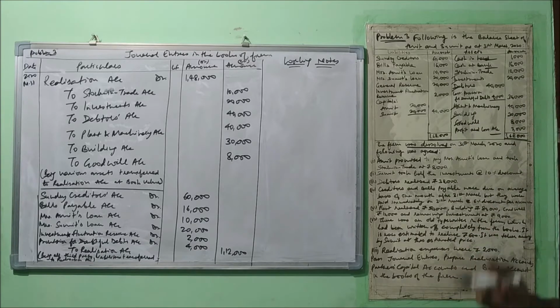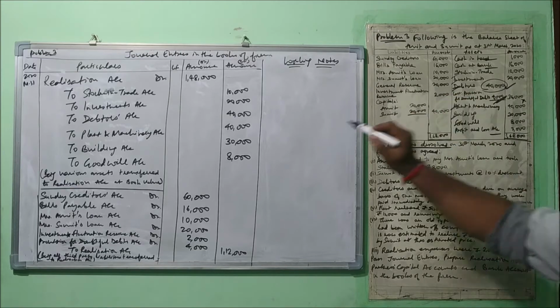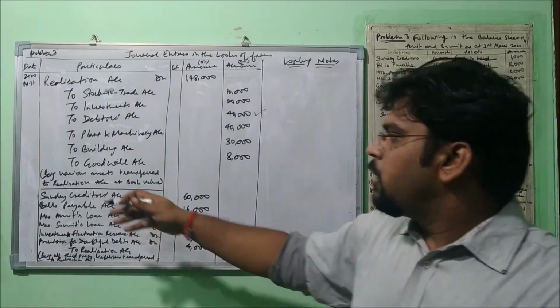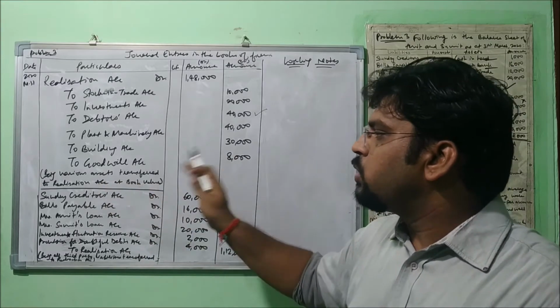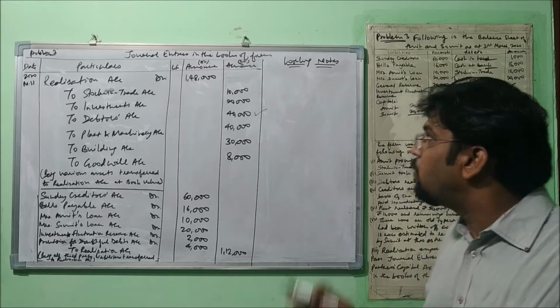One more point which needs to be remembered here is that debtors will be transferred at gross value, not after deducting the provision for doubtful debts, not this value, but this value. You see 40,000. Fine. So the various assets are transferred to realization account at book value. Now let's see the liability side.